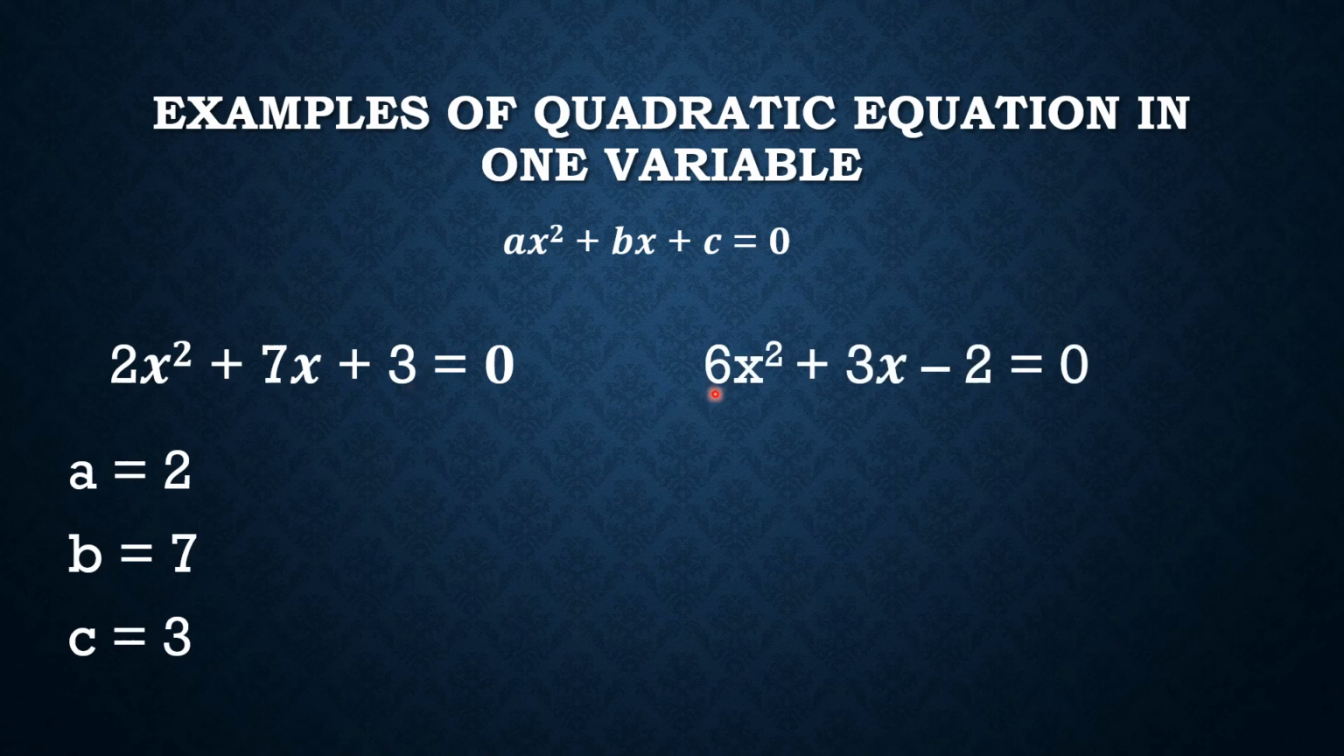Second example, 6x squared plus 3x minus 2 is equal to 0. Here we can identify a as 6, b as 3, and c as negative 2. But take note that not all quadratic equations are written in standard form.